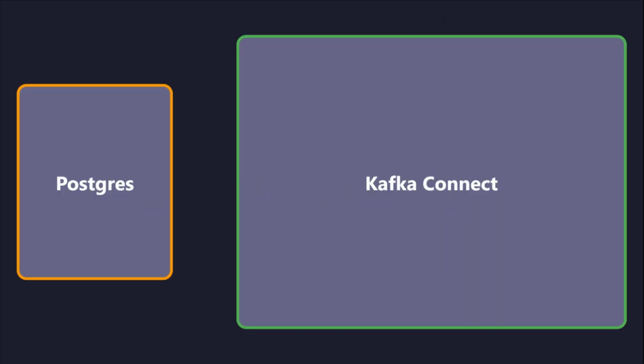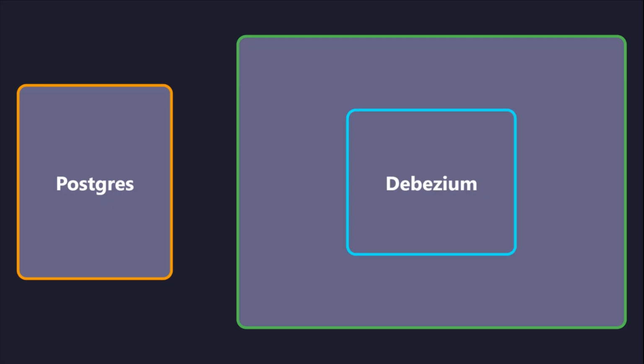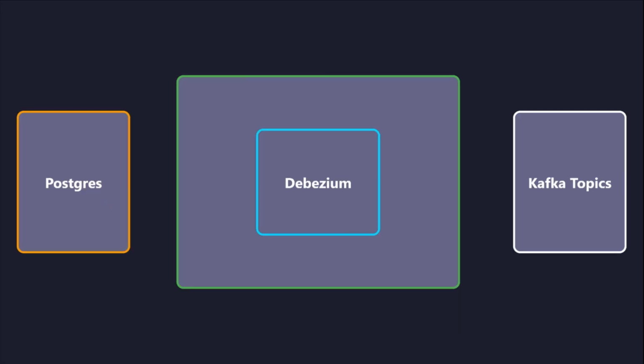Debezium runs as a connector within the Kafka Connect framework. It acts as a bridge that monitors the Postgres publication and transforms database change events into structured messages that are then published to specific Kafka topics for downstream use.